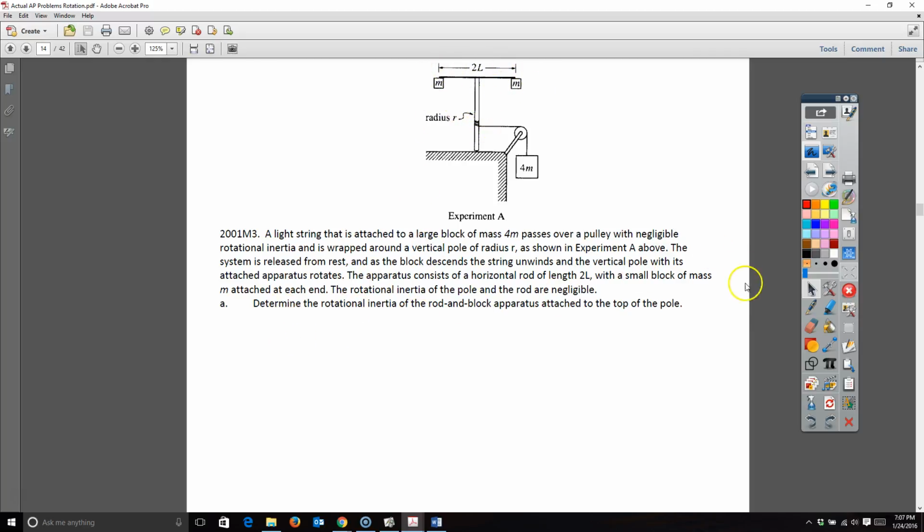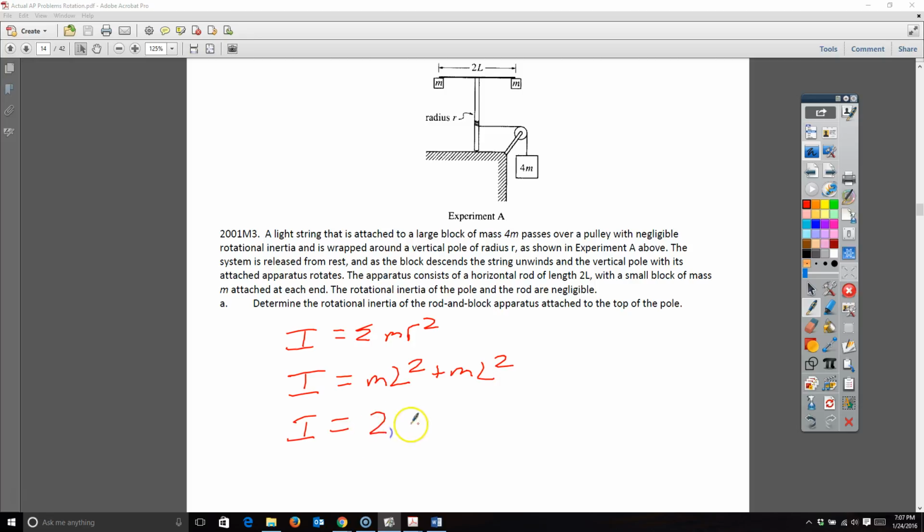So the first thing they want us to do, really simple part here, is just determine the rotational inertia of the rod and block apparatus. So that's the top part. We know rotational inertia is equal to the sum of mr squared. That would be equal to ml squared, since L is our radius here, plus ml squared since there's 2. And our final answer here would be 2ml squared.